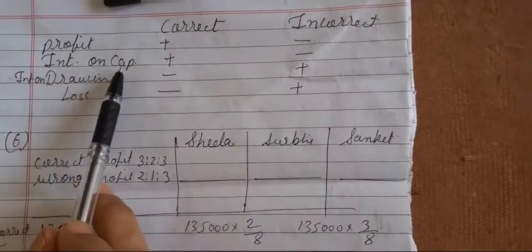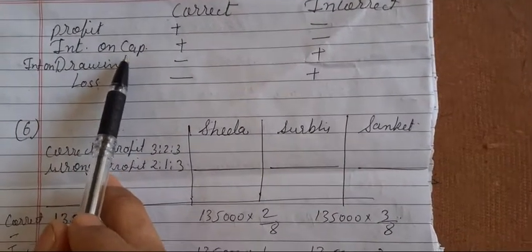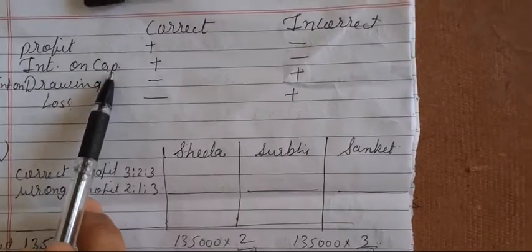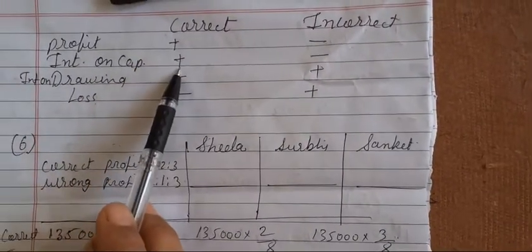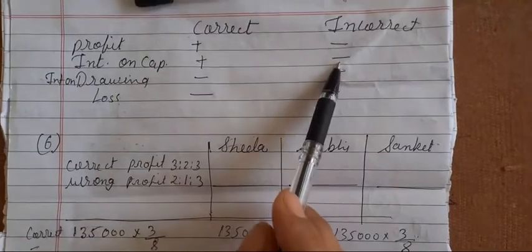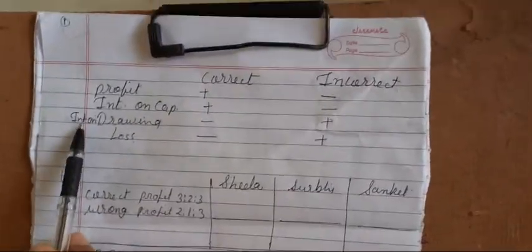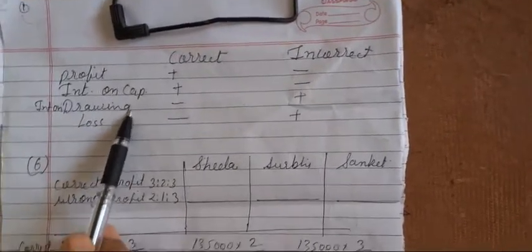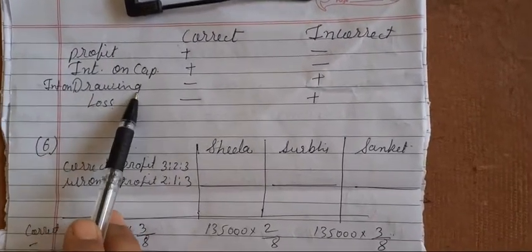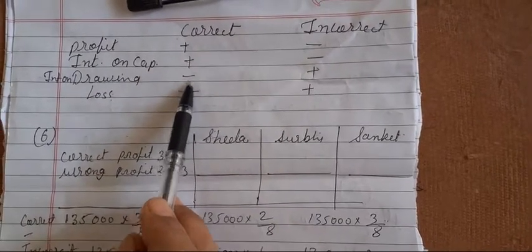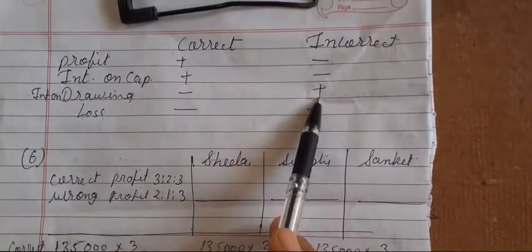Same way in the interest on capital. If there is a mistake done in the interest on capital, that time also you are going to put the plus sign for the correct one and the negative sign for the incorrect. But in the case of interest on drawing, means if they forgot to write the interest on drawing, that time for the correct one you have to put the minus sign, and for the incorrect, plus.